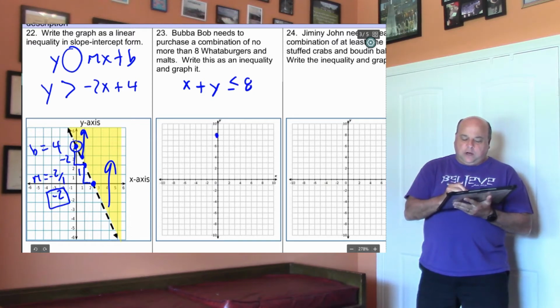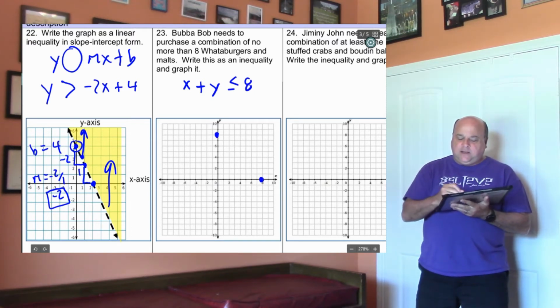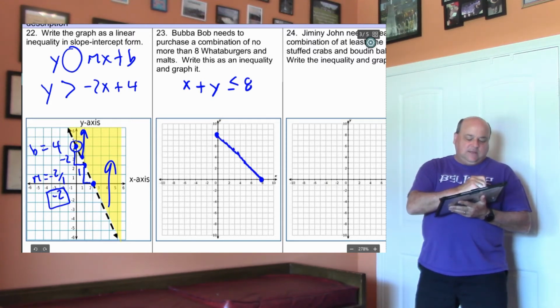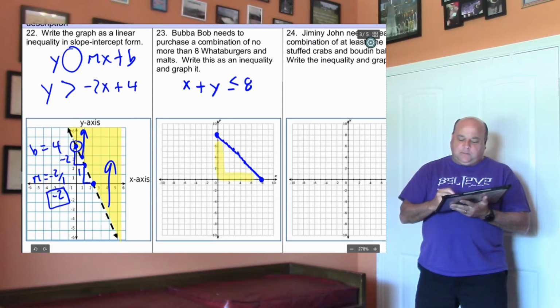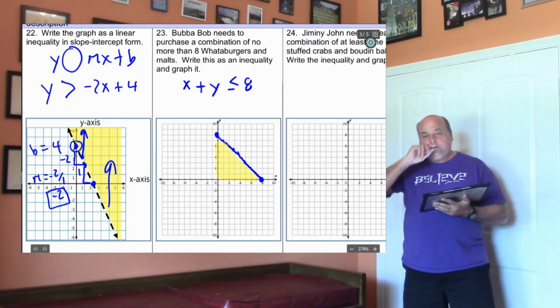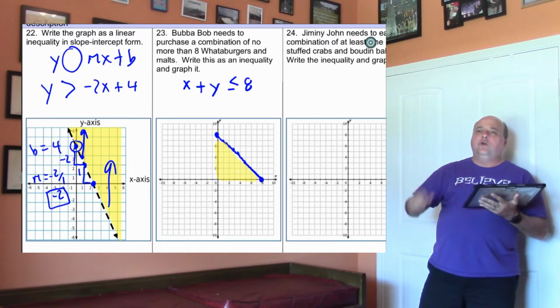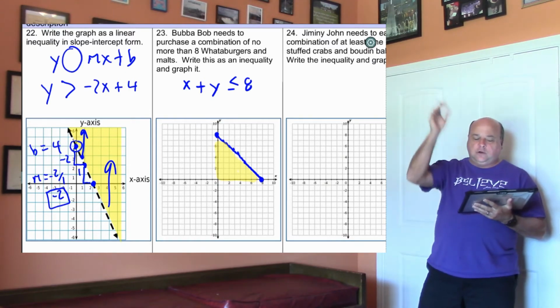Now on this one, we're going to put a dot on the y-axis at 8, a dot on the x-axis at 8. We're going to put a solid line. And then we want to be less than that, right? So actually it's just going to be up here in the first quadrant. That's all the combinations of no more than 8. Let's go to 24.